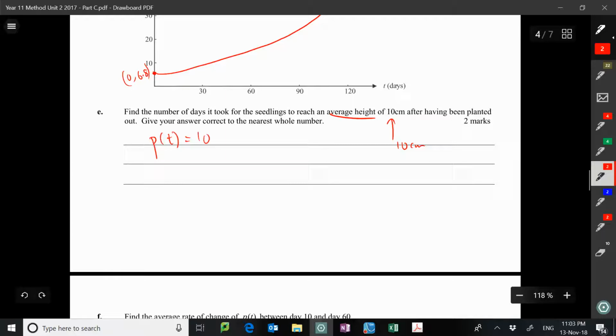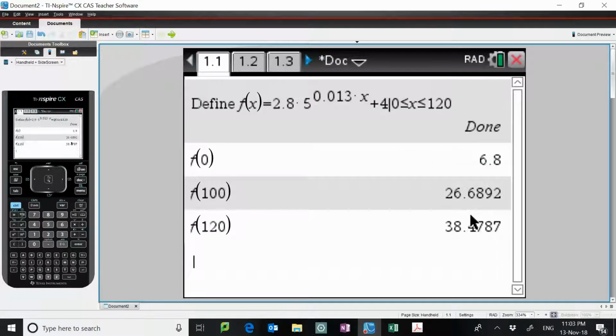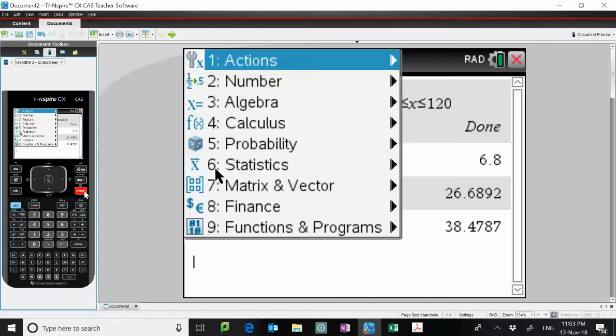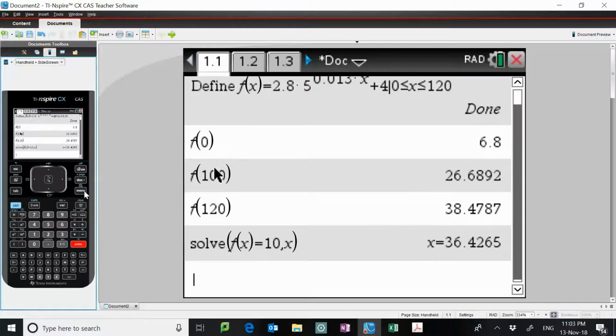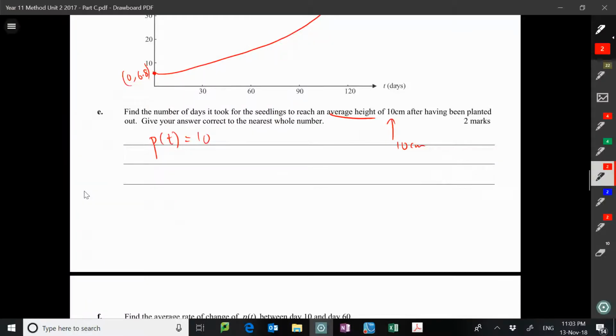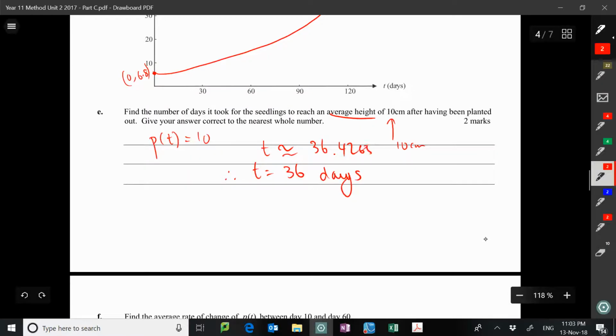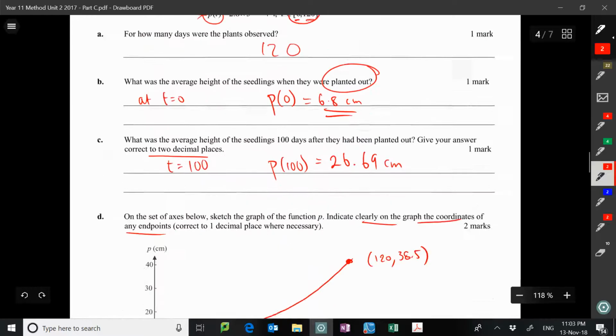Now on your CAS, it doesn't tell you that you have to use algebra or anything. On your CAS, just go menu, 3, 1, solve. Since you're ready to find X, f of X equals 10, because that's what you wanted, the height to be 10, solve for X. Bam, what do they say? Correct to the nearest whole number. So 36.4 is closest to 36. T equals 36 days. Bam, too easy. T is approximately what? 36.4265.